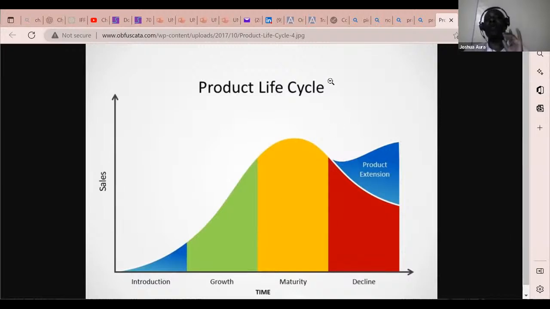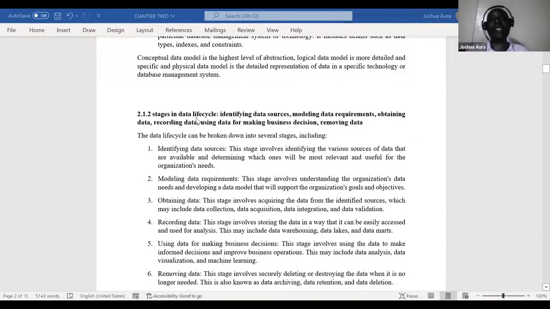Product life cycle. We also have what now we call the data life cycle. So for data life cycle, what do we have there? Stages in data life cycle: we must identify the data sources, modeling the requirements, basically understanding what is required of us. Then you obtain the data, you record the data, using data for decision making.